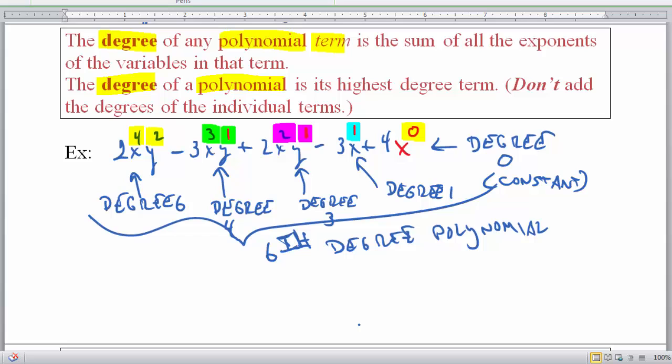Right? So this one was a little bit more complicated because I actually had 2 variables, so I had to add up the degrees there. But in general, if it only has one variable, it's even easier than that.